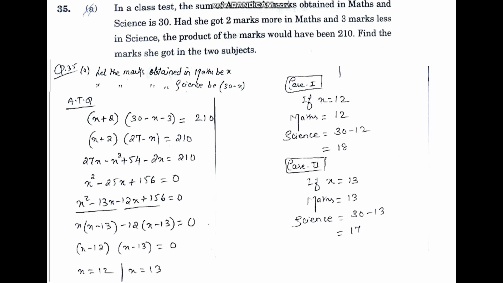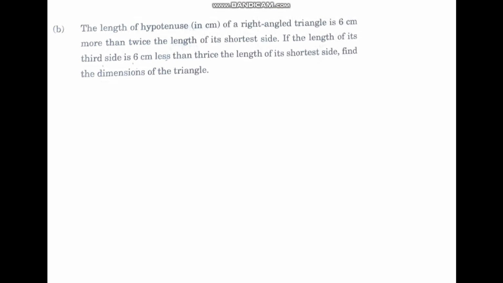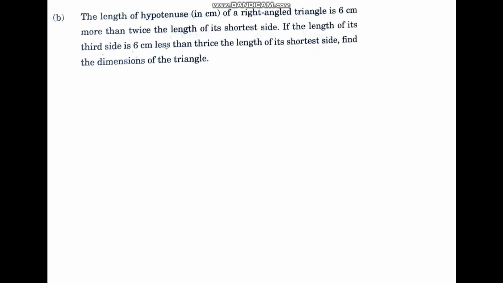But what if x is 13? In that case, the marks obtained in maths will be 13 and the marks obtained in science will be 17. Next is, the length of the hypotenuse of a right angle triangle is 6 cm more than twice the breadth of its shortest side and 6 meter less than thrice the length of its shortest side.